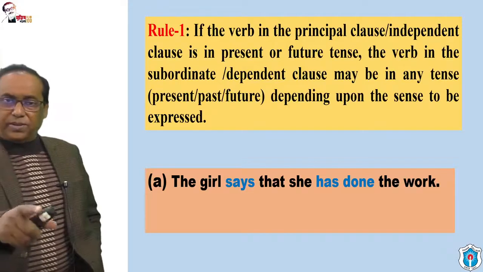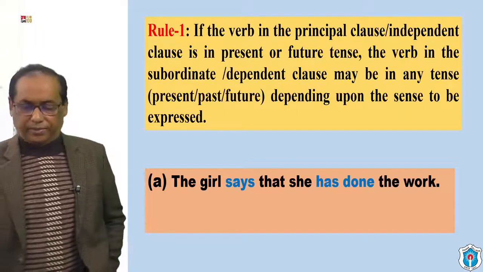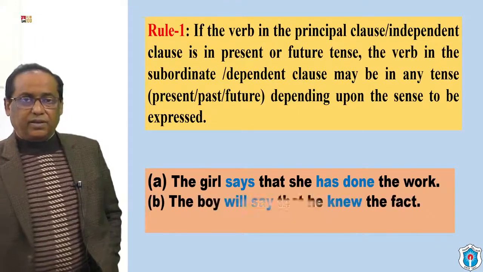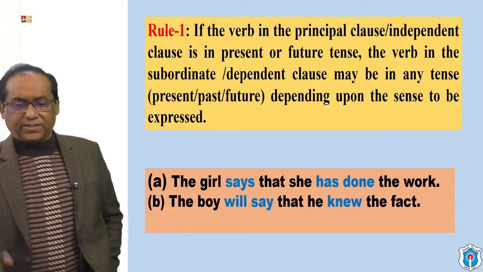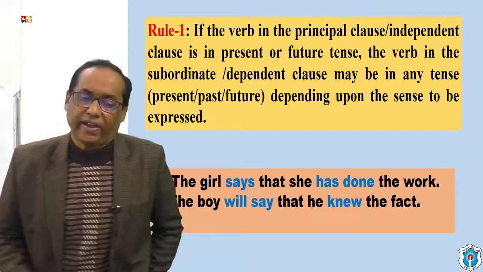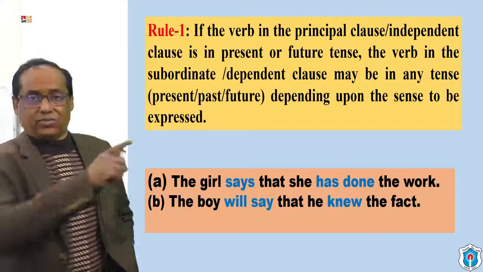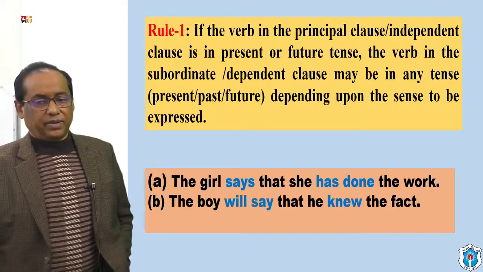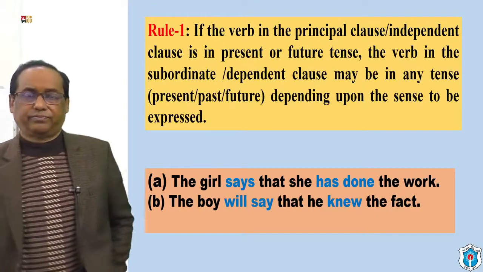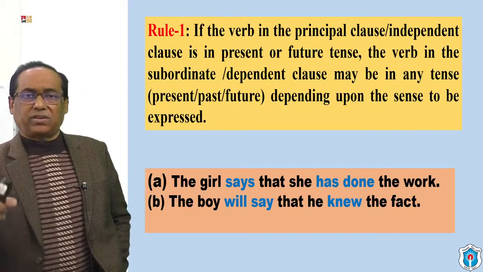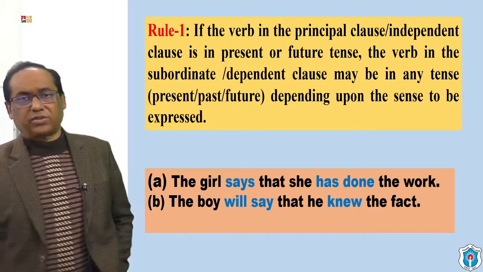So যেহেতু শেষটা প্রেজেন্ট টেন্সে আছে, পরবর্তী সাবঅর্ডিনেট ক্লজটি অর্থানুসারে যে কোনো টেন্স হতে পারবে। Again, see the example B. The boy will say that he knew the fact. The principal clause is will say. It is in future tense. All right? So, see the subordinate clause. He knew the fact. Knew is the past tense. But principal clause is future tense.